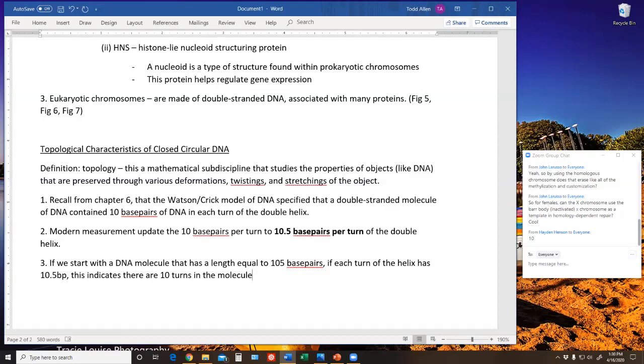If we start with a DNA molecule that has a length equal to 105 base pairs, and each turn of the helix has 10.5 base pairs of DNA, which current data suggests is correct, this means that the molecule should have 10 turns in the entire molecule. I will come back to this note if you haven't quite finished it yet. All right, so let me show you a graphic at this time.